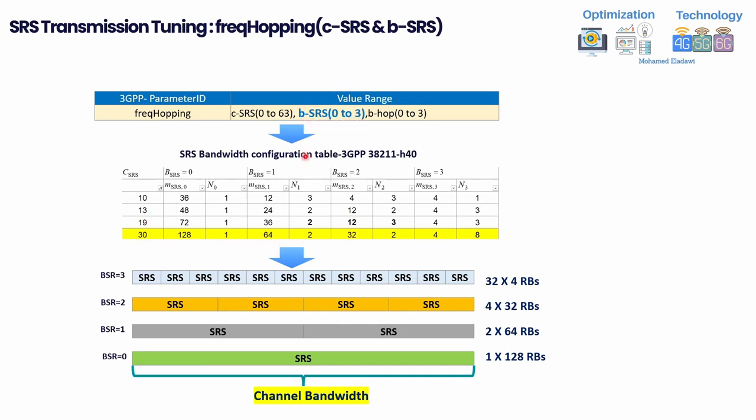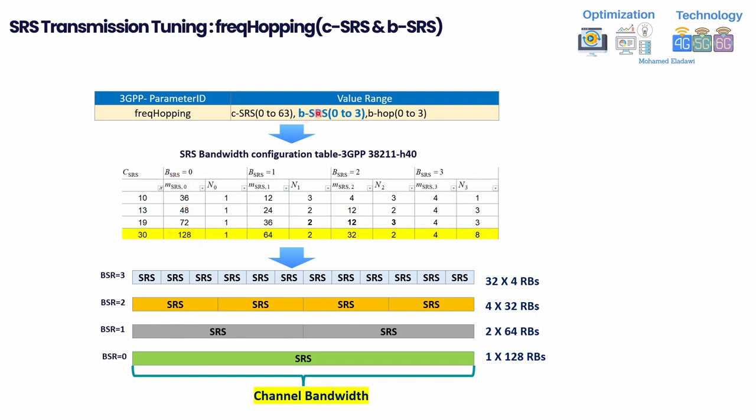This is one I quoted from the 3GPP table. It's a very long table, up to 0 to 62 combinations. Here I'm just showing examples for this particular part, showing that CSRS at this value was 30. This is related to the channel bandwidth. So assuming that in this case we have a maximum number of resources of 128.